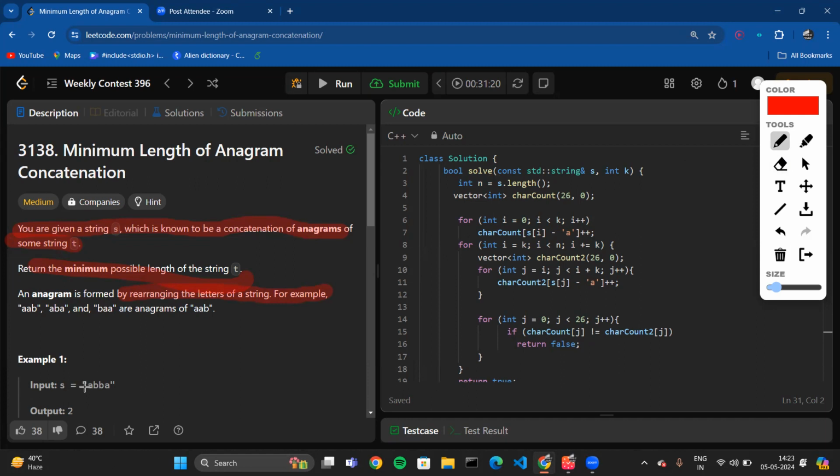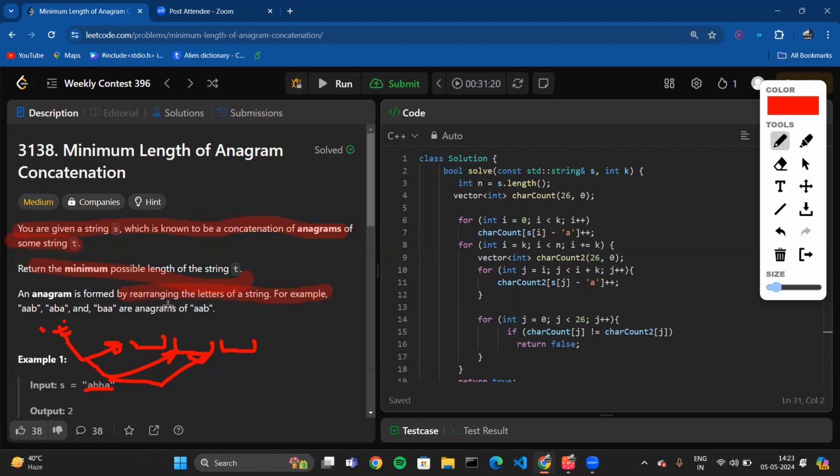So, we are given a string S, and they are saying that it is formed of concatenations of some anagram strings. So there must have been a string, let's say T, which is reordered, rearranged and put like this, and like this. So what we need to find? We need to find the minimum possible length of that string T.